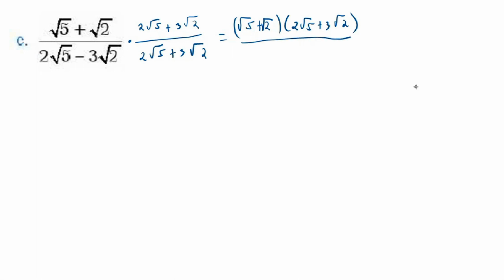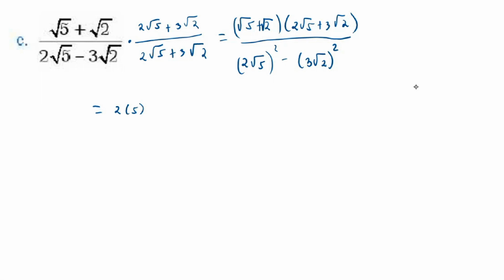Apply the idea of the product of the sum and difference of two terms, whose product is the square of the first term minus the square of the last term. The first term is 2 square root of 5, so you square it, minus the square of the last term, 3 square root of 2, then square of that. Now, to simplify further in the numerator, we're going to use the FOIL method. So we can write square root of 5 times 2 square root of 5 equals 2 times 5.